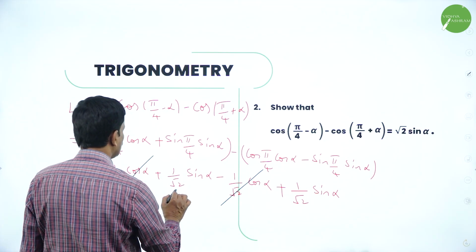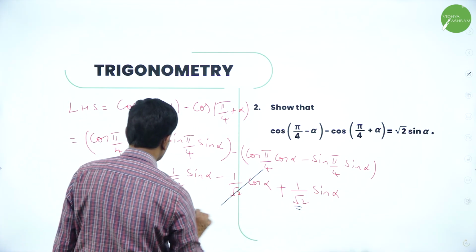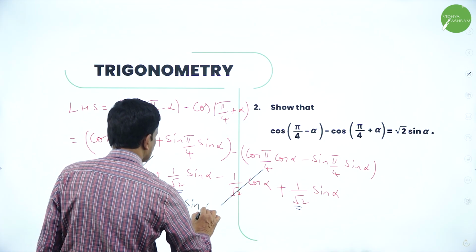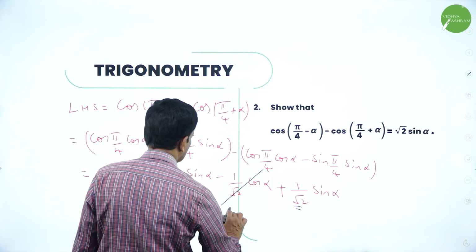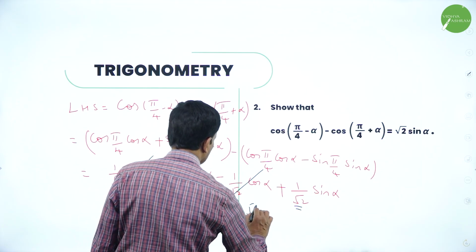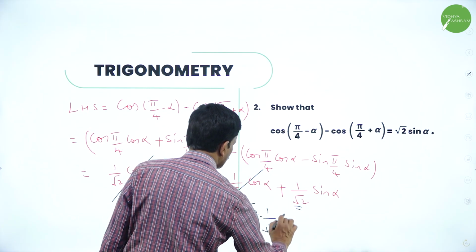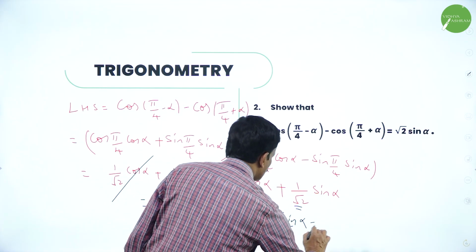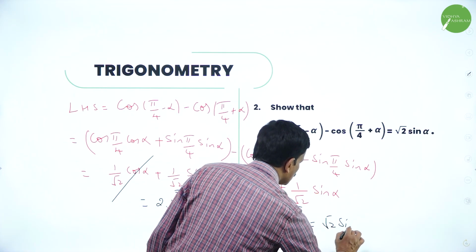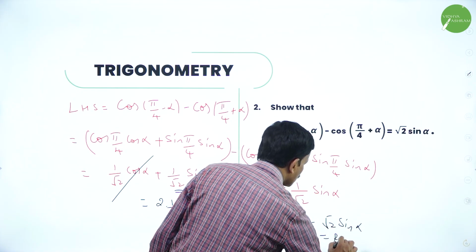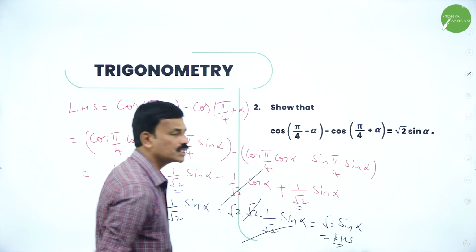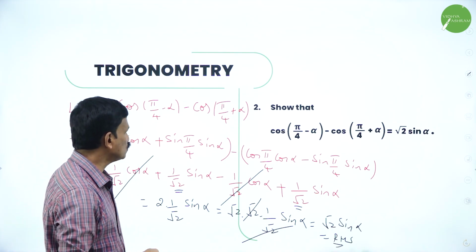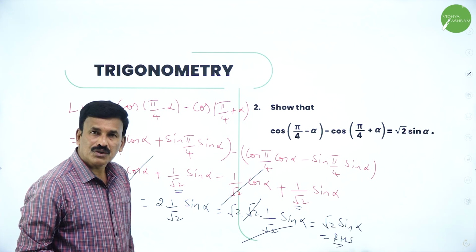So what is left over? 1 by root 2 sin alpha plus 1 by root 2 sin alpha is 2 times 1 by root 2 sin alpha. Right. Root 2 can also be written as root 2 into root 2, so the 1 by root 2 gets cancelled. What is left over is root 2 into sin alpha, which is the required RHS. Root 2 sin alpha. That's it. This is how we are going to solve this problem for 2 marks. Right. Now, move on to the next problem.